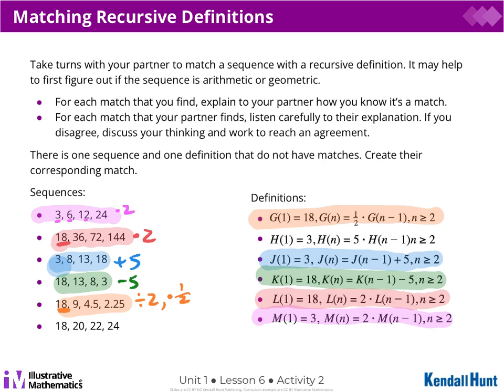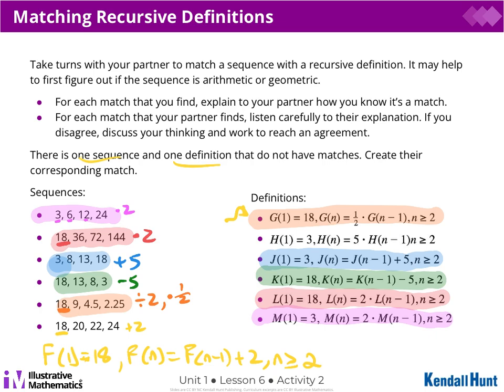All right, the next sequence, 18 plus 2 plus 2, does not match H, so we have to write a sequence. Remember, there's one sequence and one definition that do not have matches. So if it's plus 2 and the first term is 18, we're going to call this F. F comes before G. And we'll say F of 1 is 18. F of any term equals the previous term plus the change for n greater than or equal to 2.